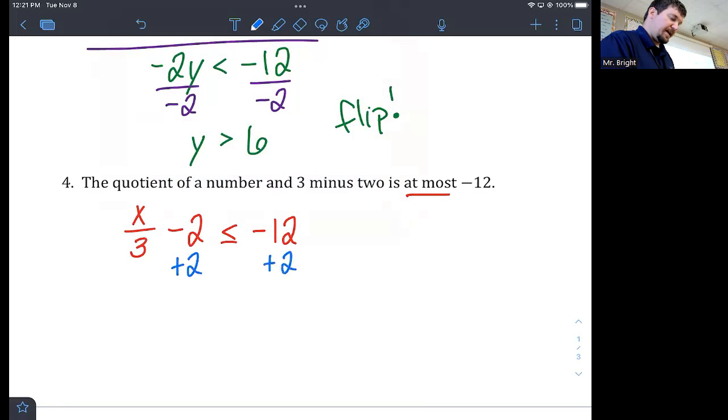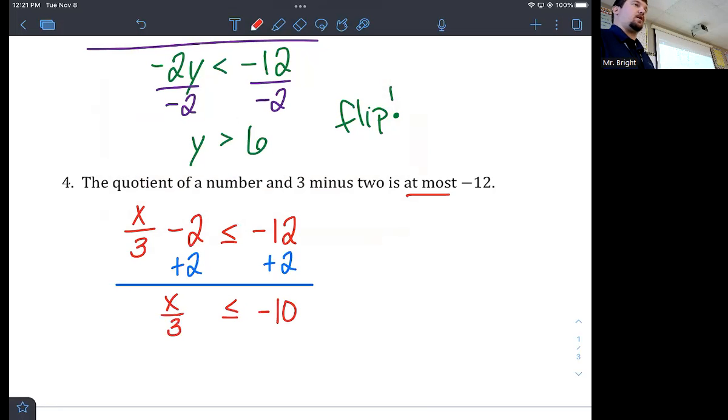Okay. Negative 12 plus 2, Olivia, is what? Negative 2. Negative 10. Yep, they're going to go to war. Negative army wins by 10. Everything else gets copied down. Remember, this is how we show our work.